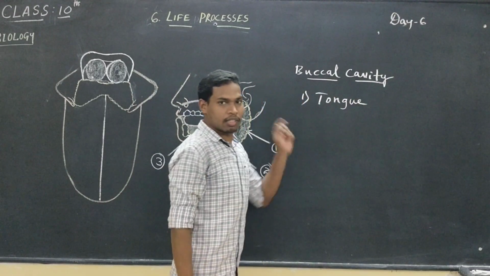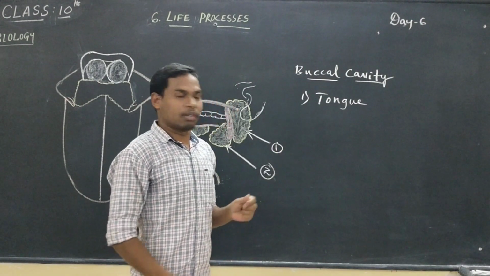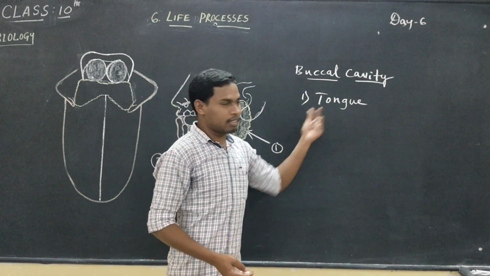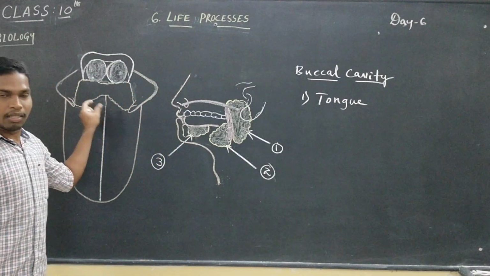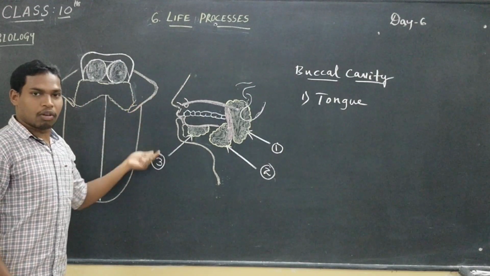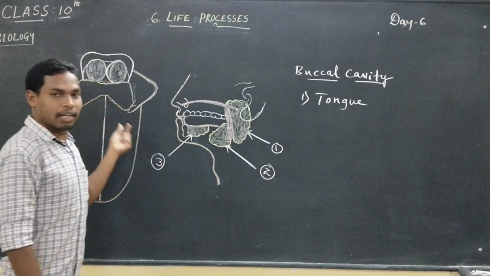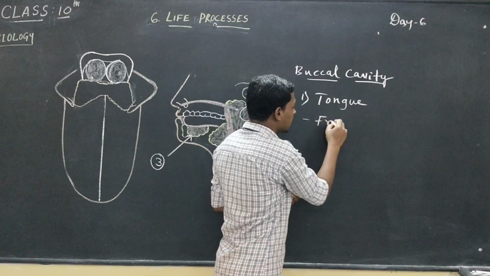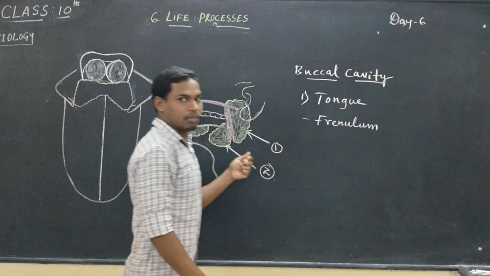Okay, first we are going to discuss the tongue. The tongue is a muscular organ, and it forms the floor of the buccal cavity. The posterior part of the tongue is attached to the floor of the buccal cavity by a tissue known as frenulum.